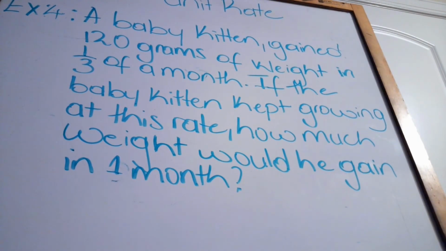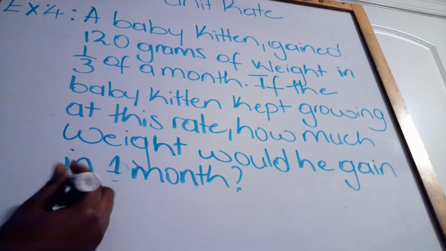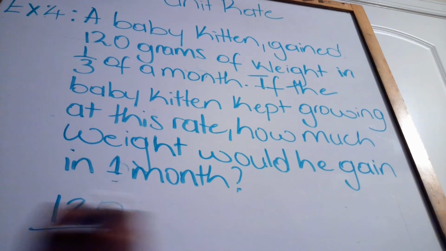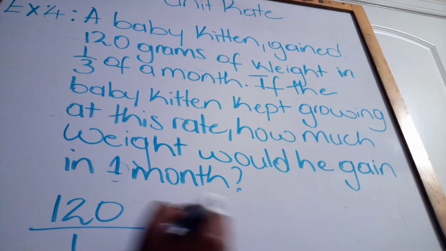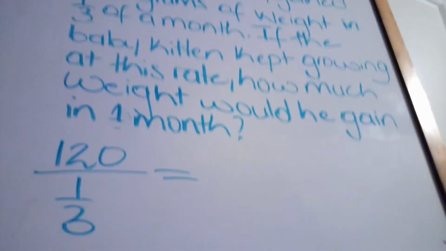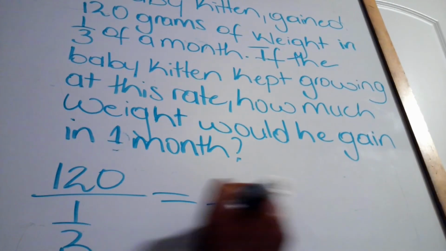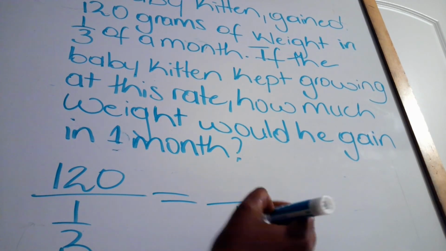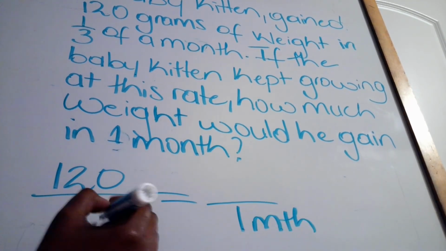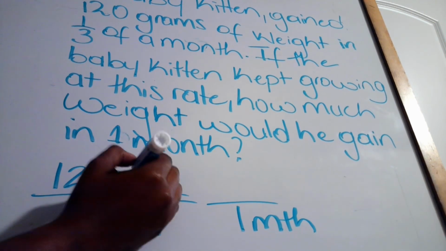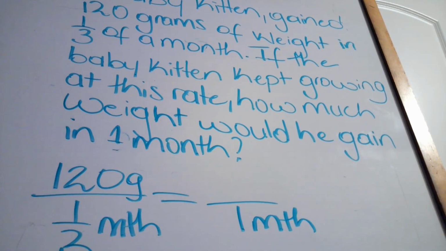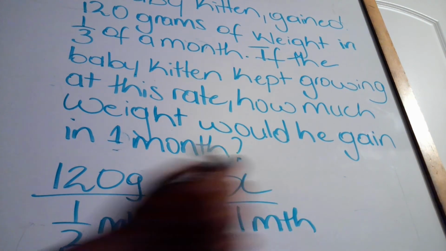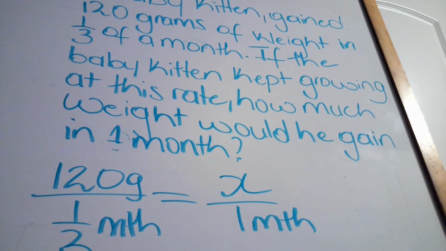Alright, the other method we can do, first we write it as a ratio in fraction form. So we want to find per month, so month would go in the denominator. So we have 120 over 1/3. You want to find out with 1 month, that's the unit we want to find out. So that's 1 month, this would be month, and this would be gram. We use G for gram. We want to find out how much the baby kitten will gain in 1 month.